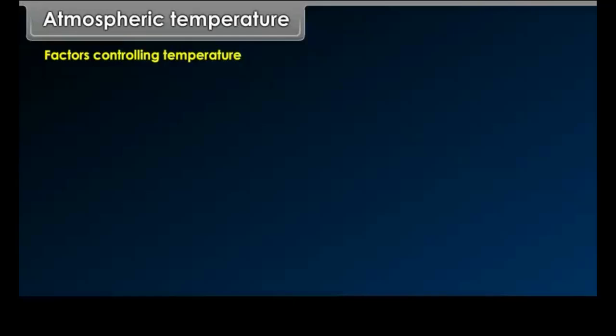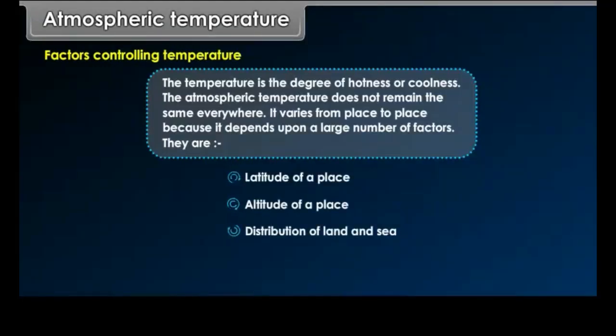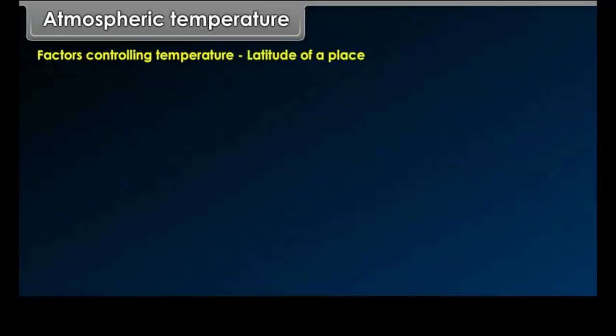Factors controlling temperature. The temperature is the degree of hotness or coldness. The atmospheric temperature does not remain the same everywhere. It varies from place to place because it depends upon a large number of factors. They are latitude of a place, altitude of a place, distribution of land and sea, ocean currents and vegetation cover.